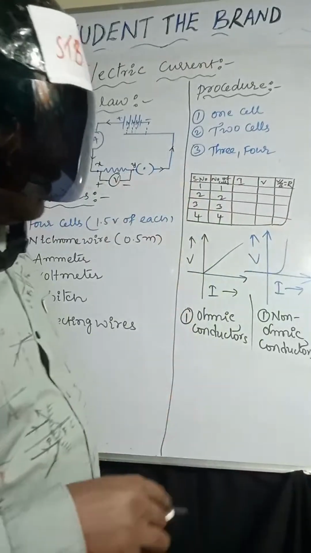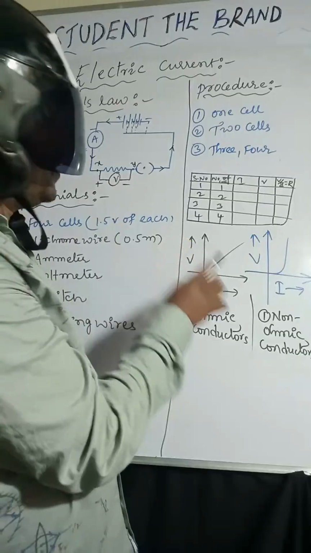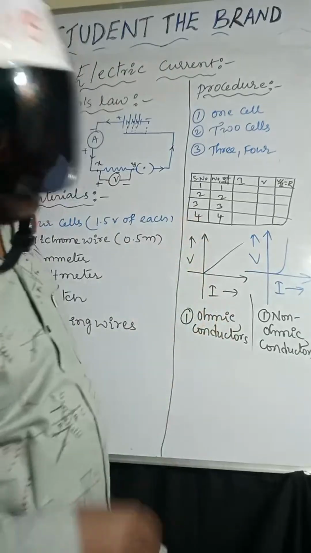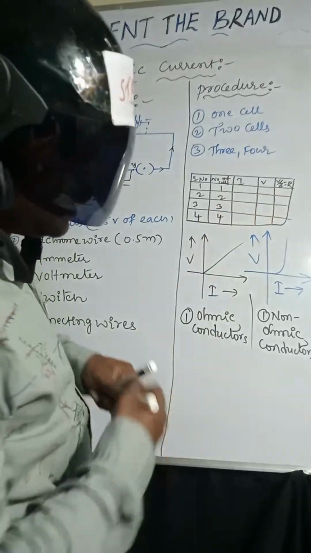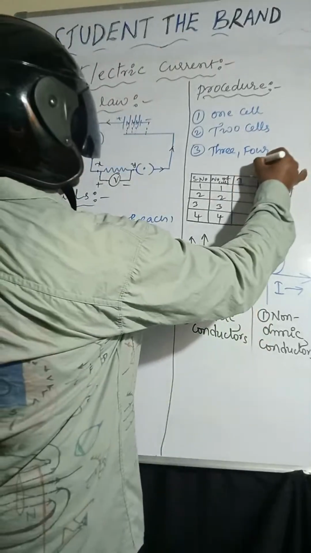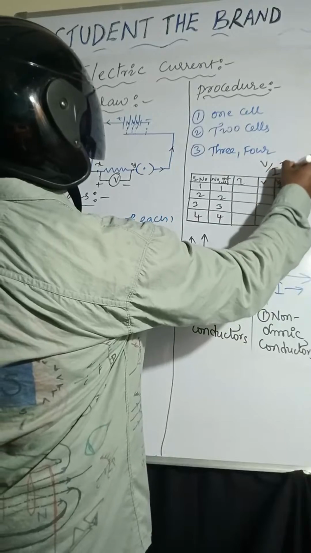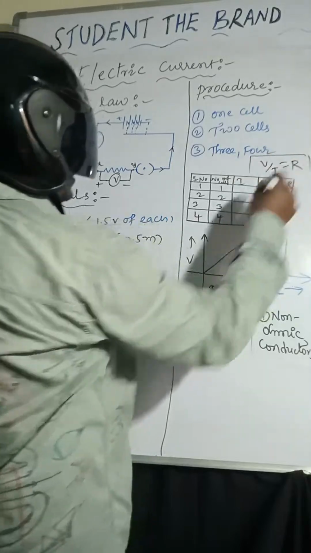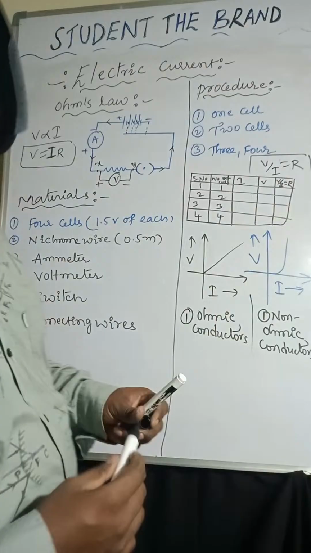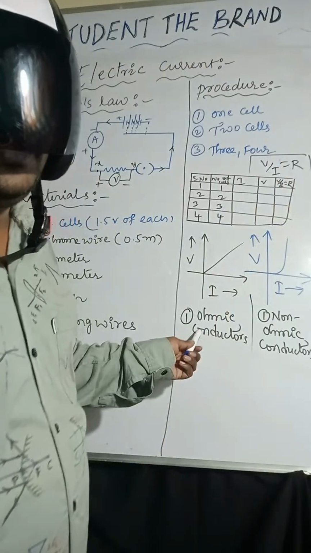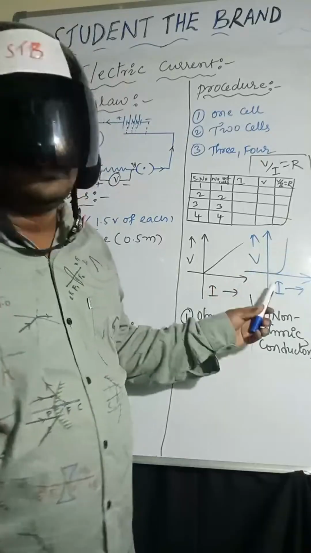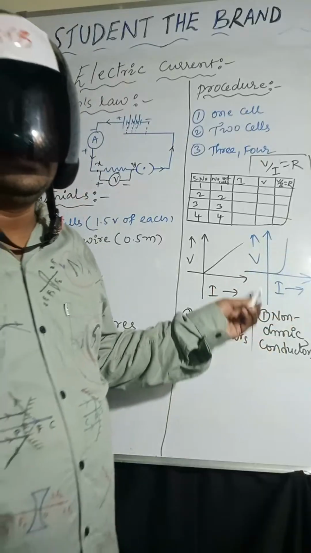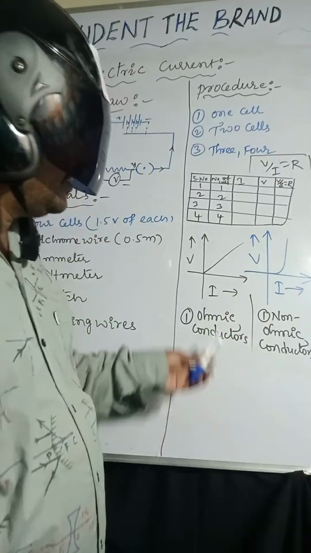Mention in the tabular form. So, draw the graph for VI. If you draw the graph for VI, that is V by I, which is resistance. Now the VI graph gives a straight line for ohmic conductors and a curve for non-ohmic conductors. I hope it is very clear.